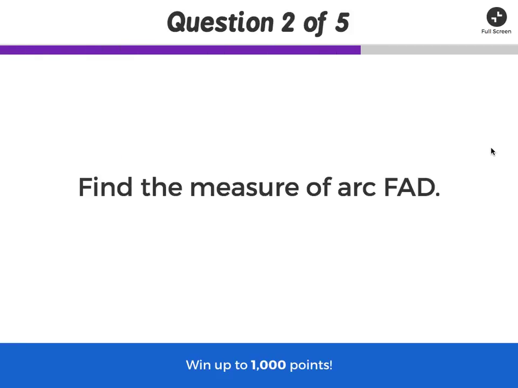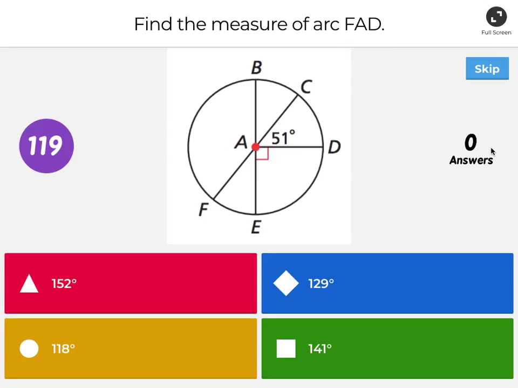Don't pack up just yet. Just stay with me. Okay, find the measure of arc FAD. FAD is from here to here. Look, if this is 90 degrees, you already know this one. You have to find this one to get this one. 90 minus 51 is 39. So this is 39. 39 plus 90 is 129.